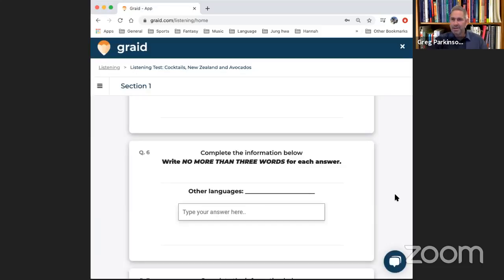And here we're going to listen to what languages Danny can speak. Other languages. Obviously, he can speak English because we're listening to him speak English. What second languages or third languages can he speak? Okay, that's good to know.